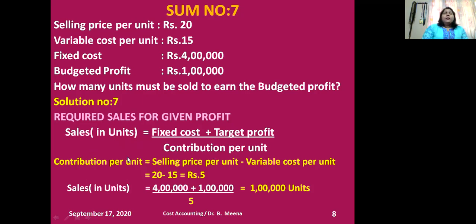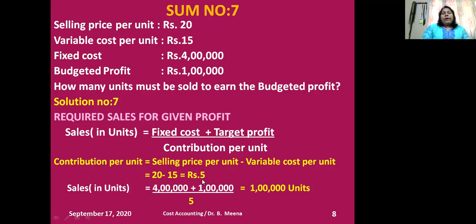So how to calculate the contribution per unit? It is the same concept, S minus V. Either we can calculate in total or we can calculate for a single unit, right? So I'm going to calculate for a single unit. The formula is the same, S minus V. That means here I apply selling price per unit minus variable cost per unit. What is the selling price per unit? 20. What is my variable cost per unit? 15. Okay, so what is the CPU, that is, contribution per unit?